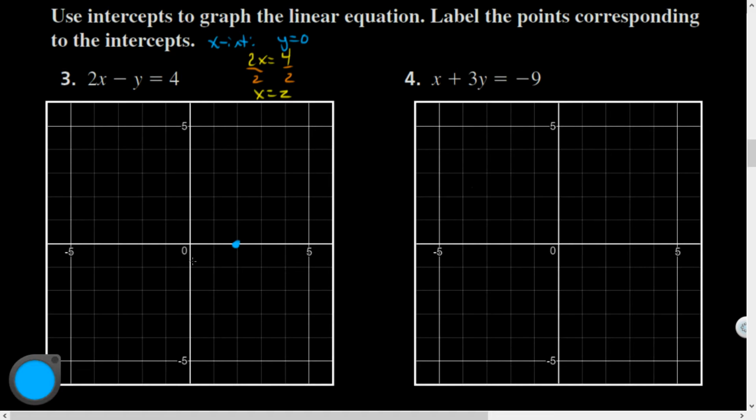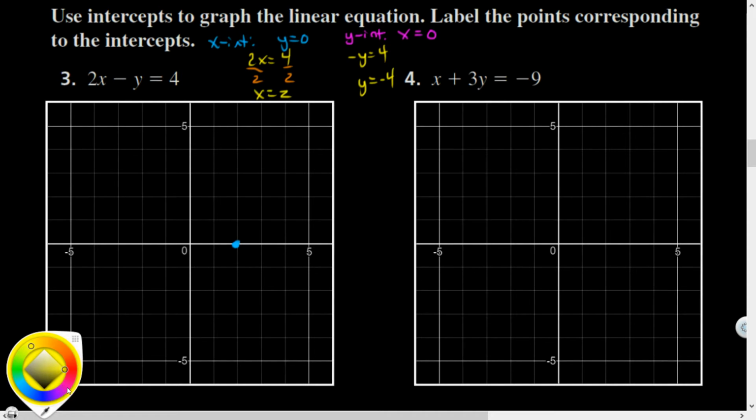All right, let's see. Adriana, you want to walk me through how to find the y-intercept for this first problem again? Yeah, so plug in 0 for x, so I'm going to get negative y, or the opposite of y, equals 4. And that means y equals negative 4. Right, so if I plot that, y equals negative 4 occurs right here on the y-axis.